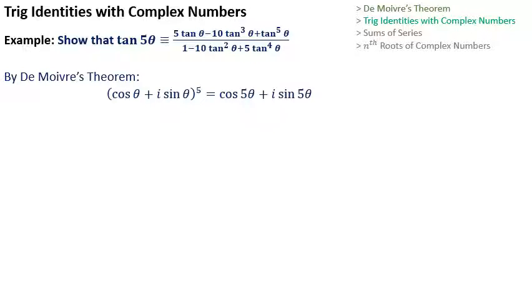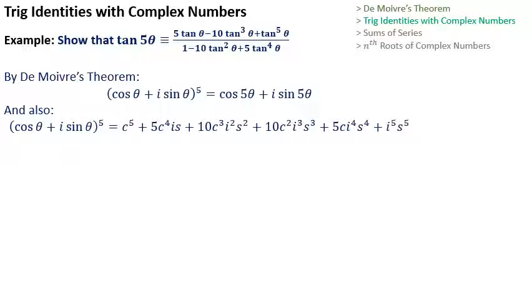So when I find a different way of expanding (cos theta plus i sine theta) to the 5, I can equate the real bits and I can equate the imaginary bits, and I will generate for myself the expressions I'm looking for. So now we expand that left-hand side using the binomial theorem, and you'll notice again I'm using the shorthand C to represent cos theta and S to represent sine theta.